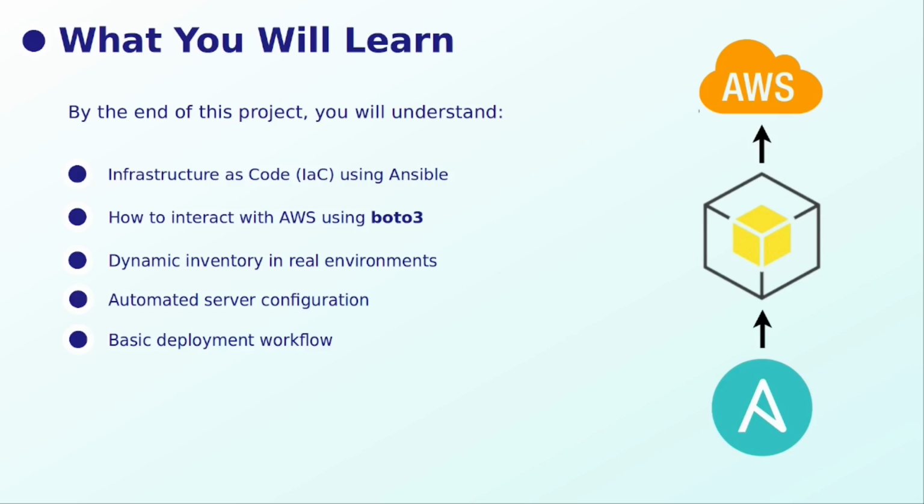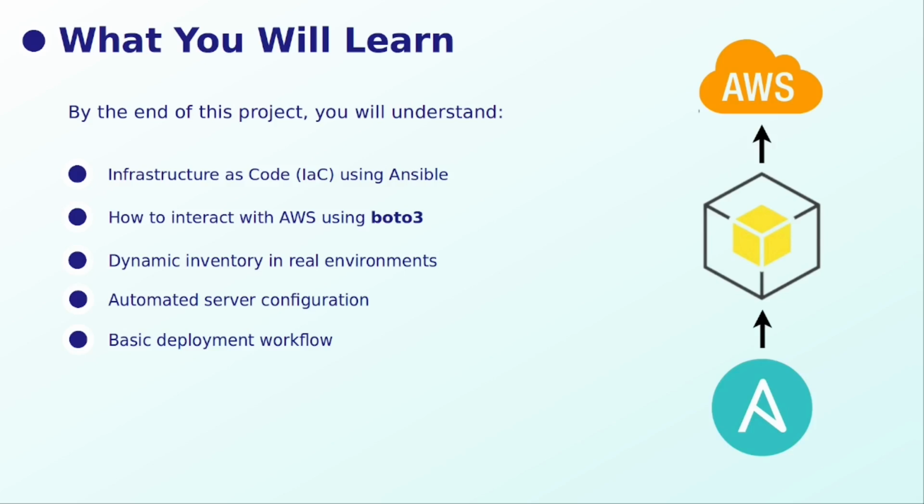Second, we will learn how to interact with AWS using Boto3, which is a Python SDK. This allows Ansible to communicate directly with AWS services.